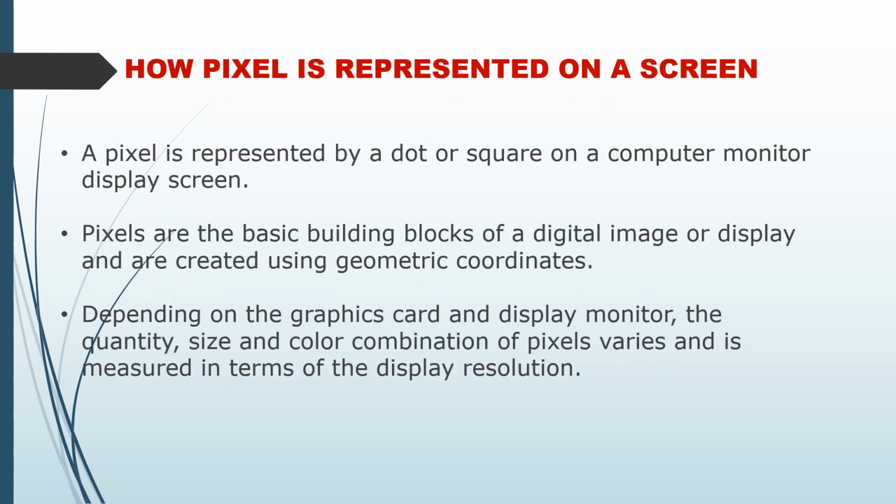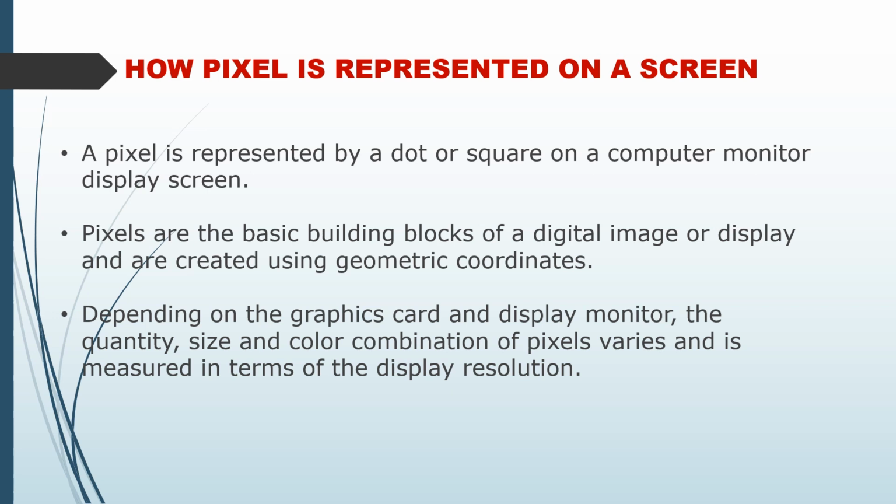Moving on to the next topic, how a pixel is represented on a screen. A pixel is represented by a dot or square on a computer monitor display screen. Pixels are the basic building block of a digital image or display and are created using geometric coordinates. Depending on the graphic card and display monitor, the quantity, size, and color combination of pixels varies and is measured in terms of the display resolution.